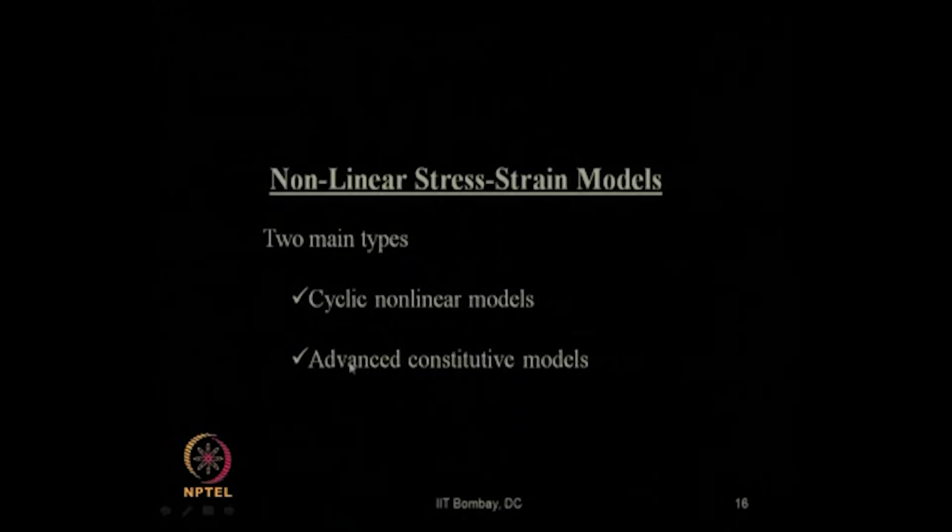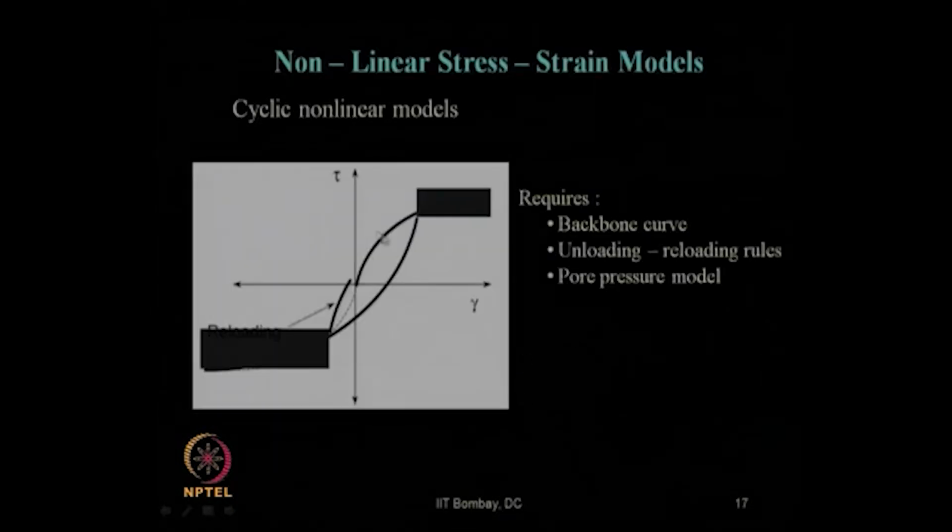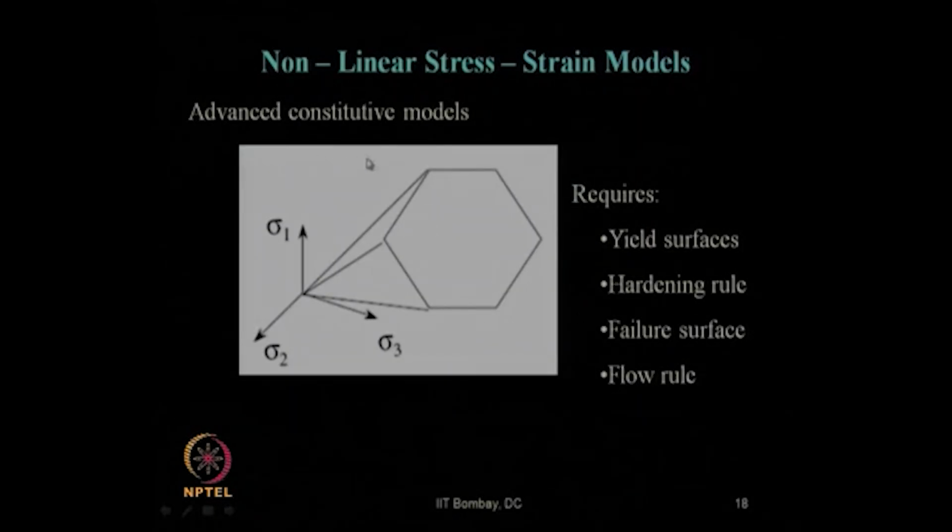Two major types of models: one is the cyclic nonlinear model, another is the advanced constitutive model. Now, the cyclic nonlinear model one can get very easily from a lab test on a particular soil by knowing the backbone curve, unloading reloading rule and the pore pressure model, whereas for the advanced constitutive model, yield surface, hardening rule, failure surface and flow rule, all this information should be available.